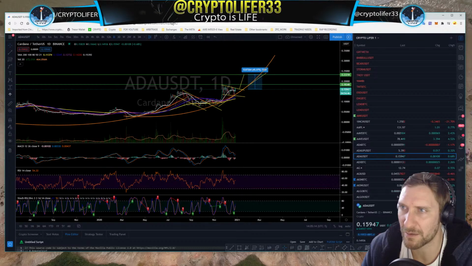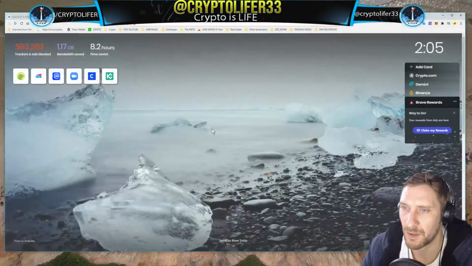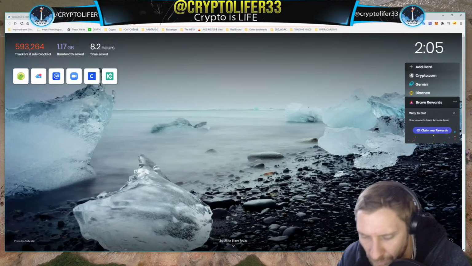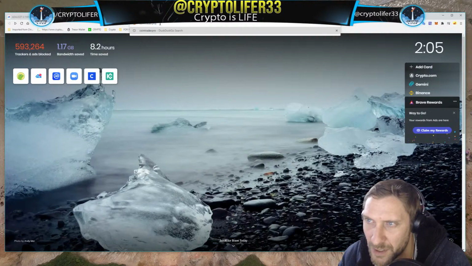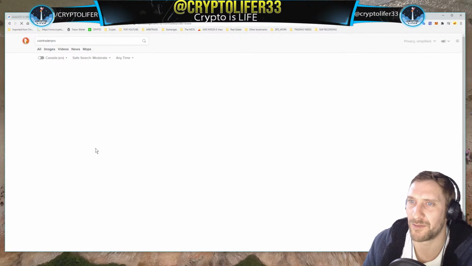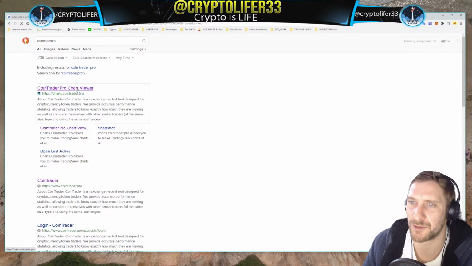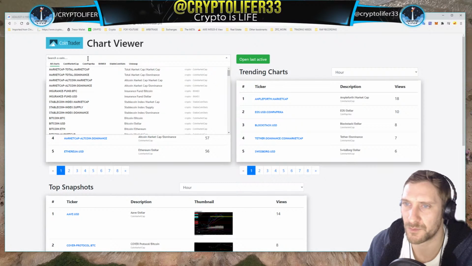Okay, we're going to look at YFDI on CoinTrader Pro. I have this bookmarked, but I'm still doing this all the time. Sometimes you go there and you don't go to the chart viewer though.